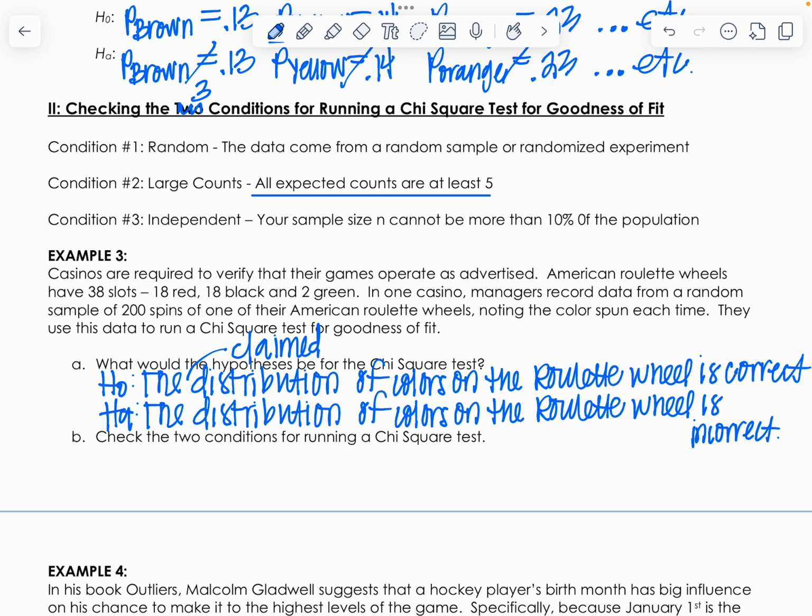Okay, and so our test will be checking, is a given roulette wheel following the correct distribution of colors? Now the conditions, remember there's 3, not 2. Did we get a random sample? So the first one, random. It says we did a random sample of 200 spins, so yes. 2 is large counts.